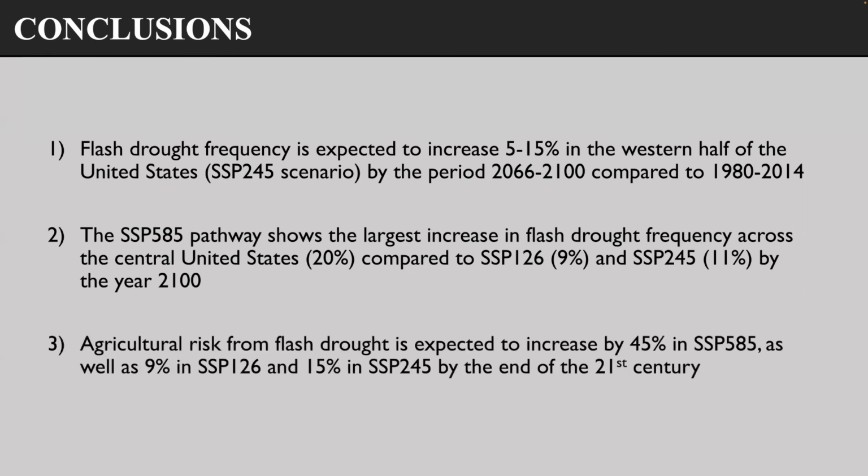And then lastly, the agricultural risk is also expected to significantly increase. This is seen once again in all three scenarios, but varies by the degree of each scenario pathway. So in SSP 126 and 245, we see a 9 and 15% increase respectively across agricultural areas, but in the SSP 585, or the high-end scenario, we see a 45% increase in flash drought over agricultural areas.